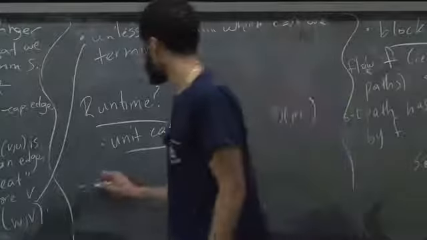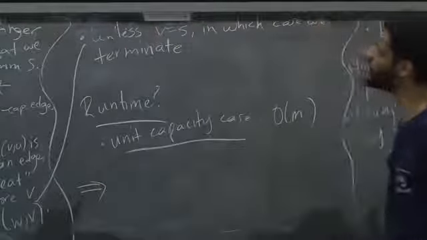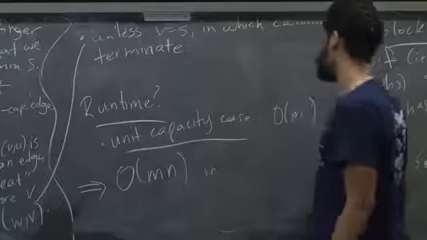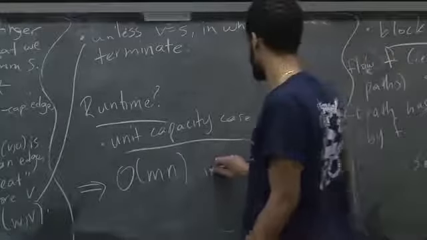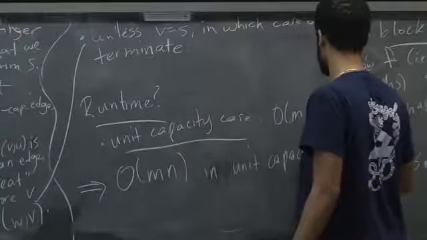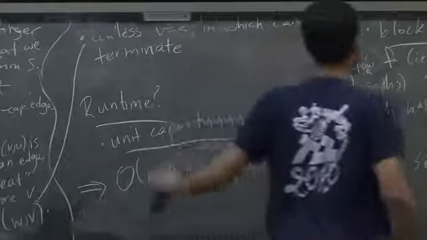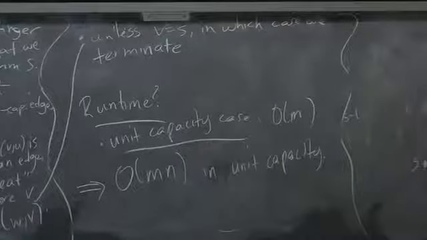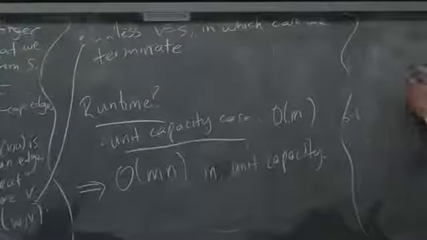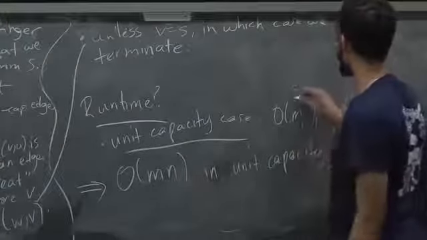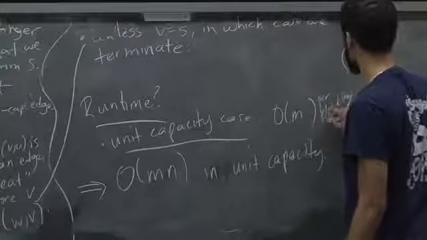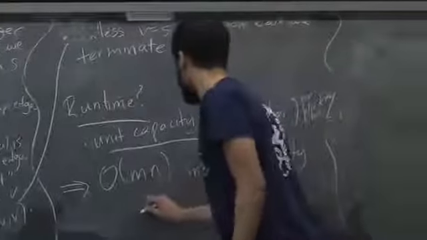So this implies O of Mn in a unit capacity case. There's another analysis you could do. Yes, that's right. So the runtime in the unit capacity case is O of M per blocking flow, so O of Mn for max flow in the unit capacity case.